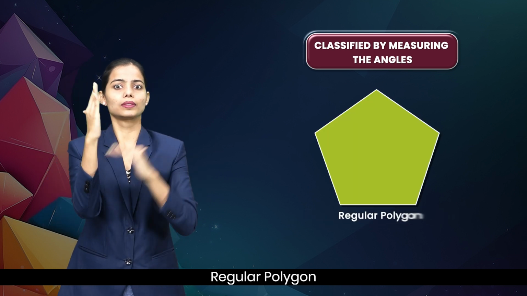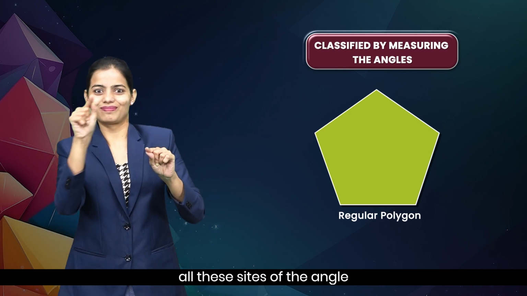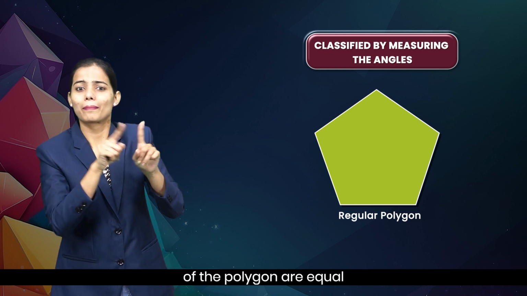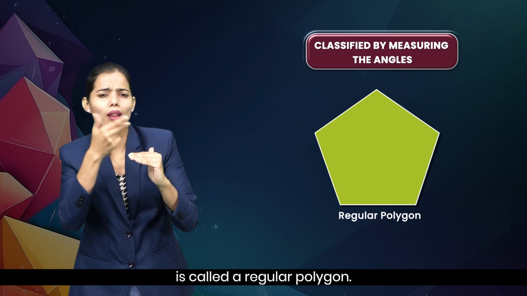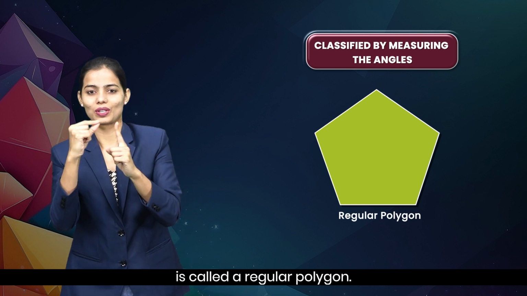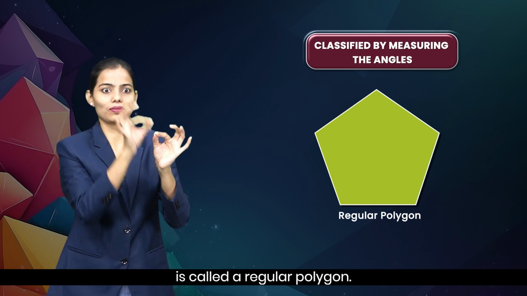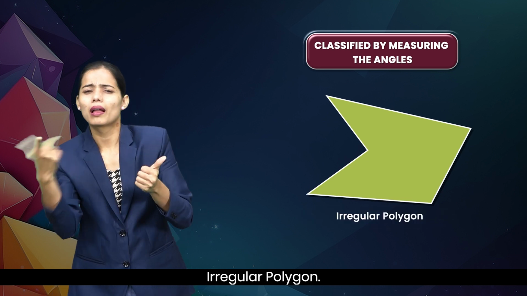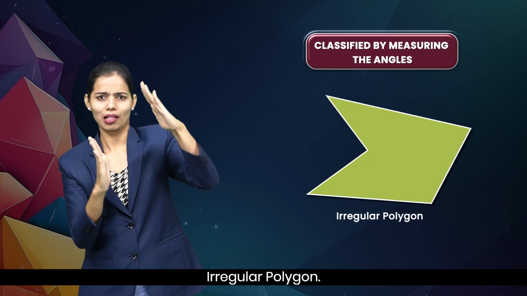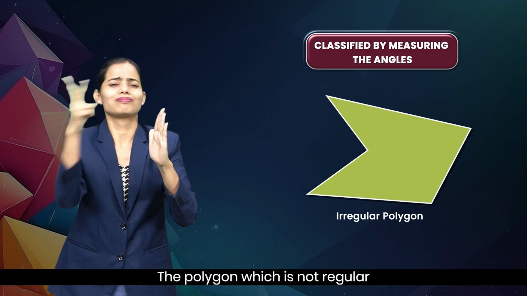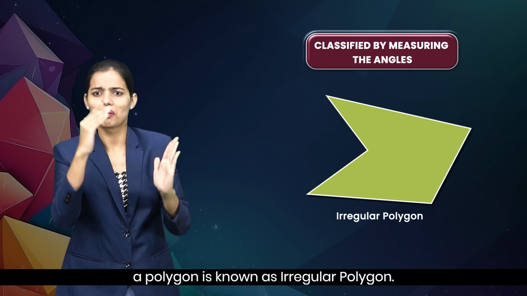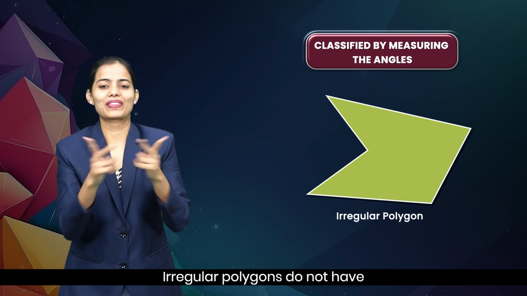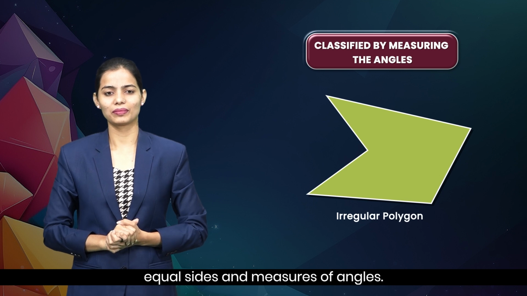Regular polygon. A polygon in which all the sides are the same and all the interior angles of the polygon are equal is called a regular polygon. Irregular polygon. The polygon which is not regular is known as an irregular polygon. Irregular polygons do not have equal sides and measures of angle.